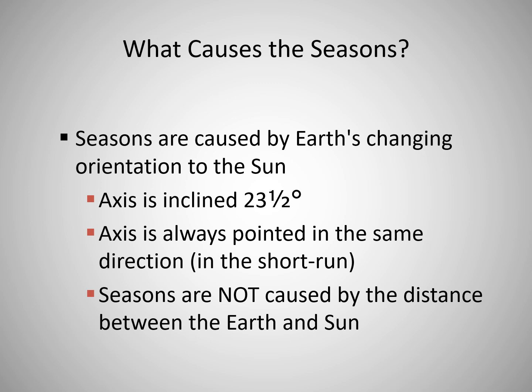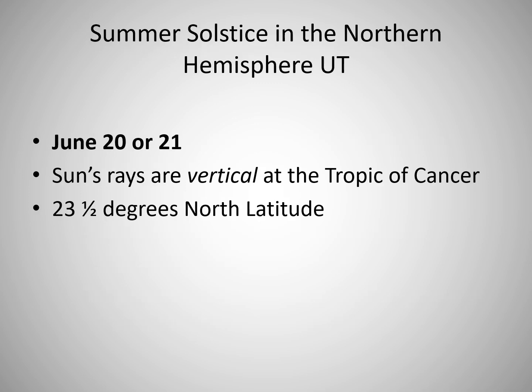So in the short run, our angle of inclination is fixed. Right now we're going to average and say it's 23.5 degrees. It's really more like 23.45 degrees. And in the short run, the axis is always pointed in the same direction, meaning we point in the same direction all year long as we travel around the sun. Okay, so yet again, as we mentioned earlier, the seasons are not caused by the distance between Earth and the sun.